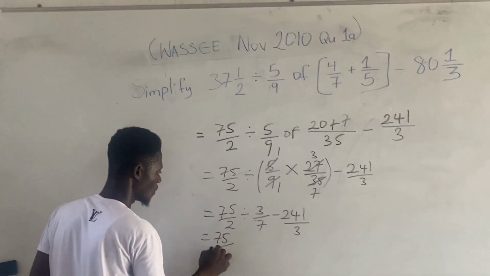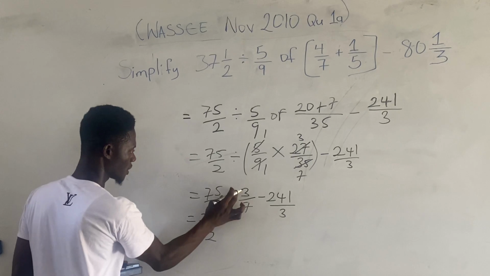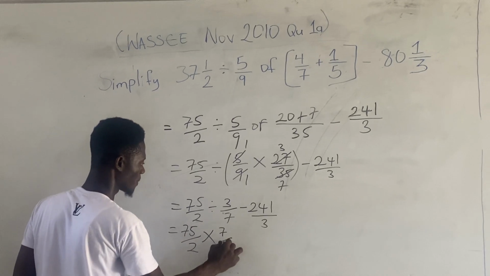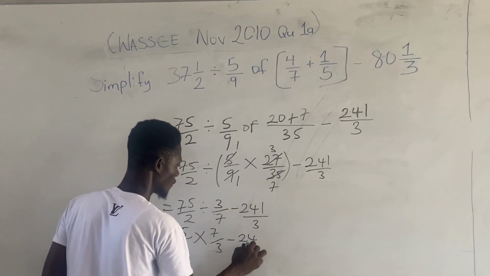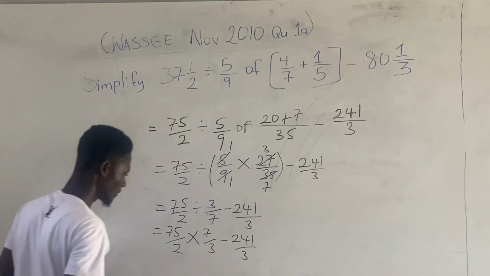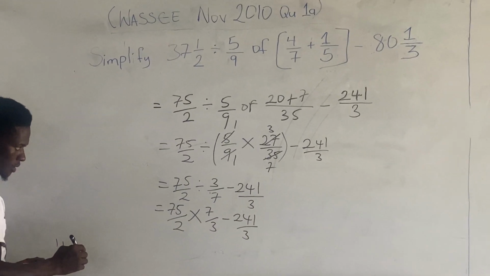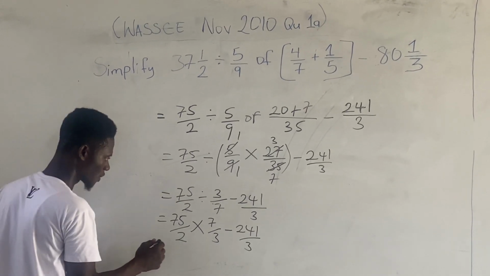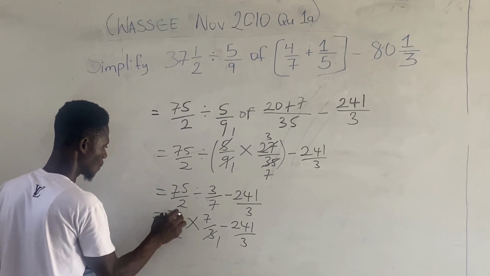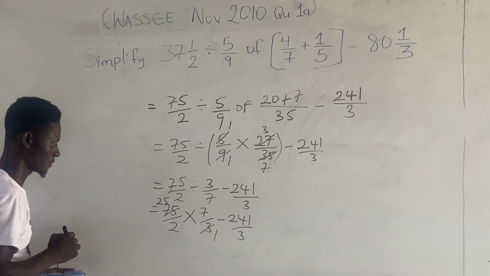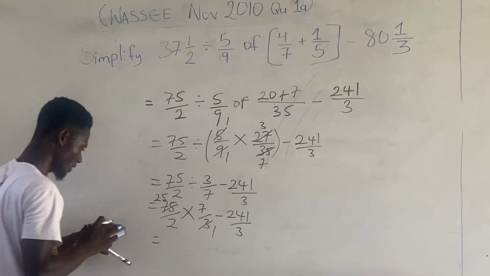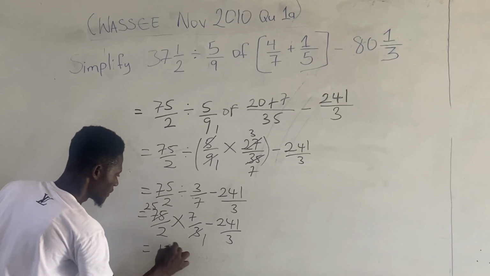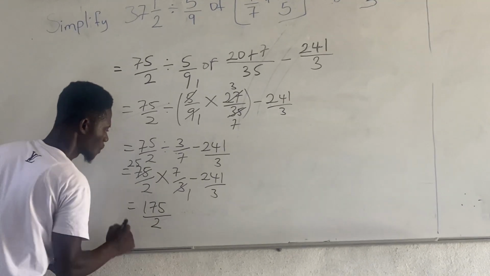So you have 75 over 2. You rewrite the first fraction and then change the division sign to a multiplication sign. If that happens, then you reciprocate the second fraction. So 7 goes up, 3 goes down, minus 241 over 3. Again, we have fraction multiplication, so we can observe if we can reduce the fractions before we multiply. It is possible. 3 here, 1 time, 3 goes into 75 25 times. So we have here 25 times 7, that will give us 175, all over 2 times 1, that will be 2.